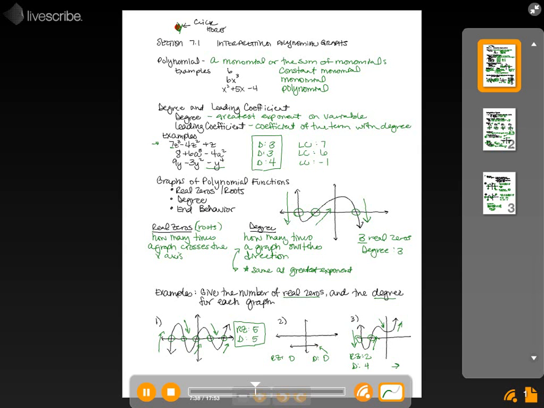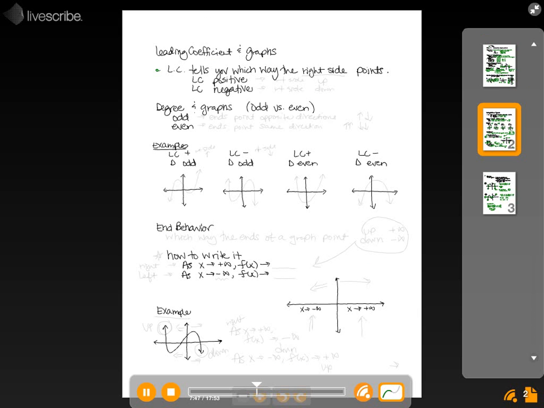Next thing we're going to talk about is how the leading coefficient affects what the graph looks like. Okay, the leading coefficient here tells you which way the right side of the graph is going to point, and this comes in handy when we talk about end behavior. Okay, so if our leading coefficient is positive, then the right side of our graph is going to go up. And if our leading coefficient is negative, the right side is going to go down. And we'll look at some examples here in a minute.